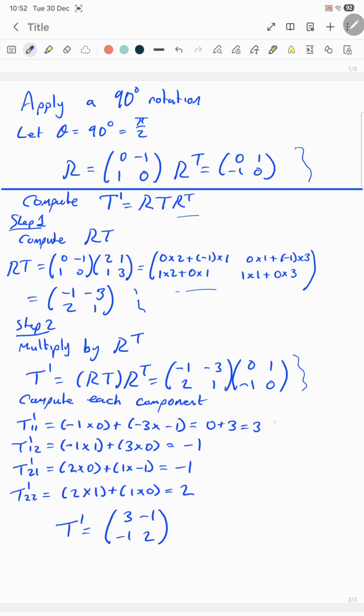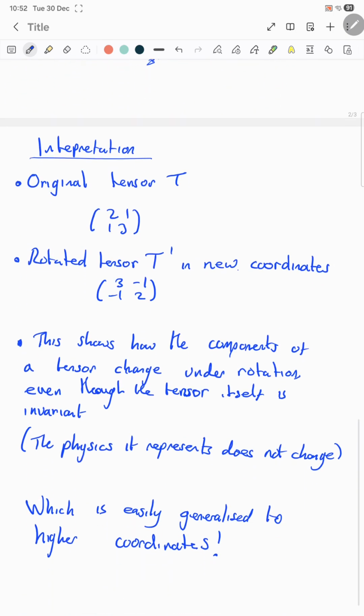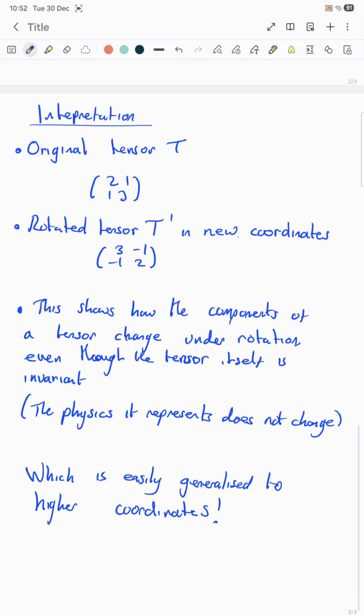Now each component is here: T11, T12, and so on. These are just the components of each matrix multiplied together. Then you'll see the little subscript notation here. What 22 means is the second row and the second column. So 22 here is 2, and so on.